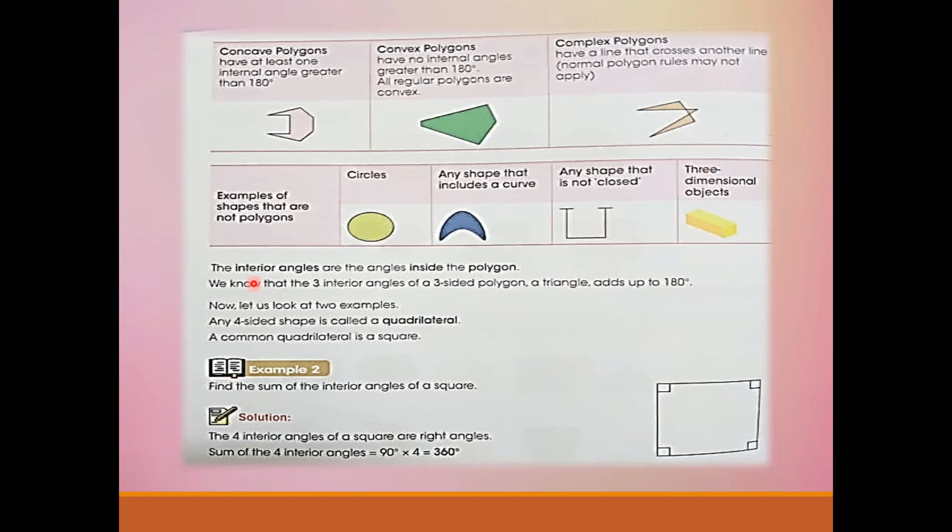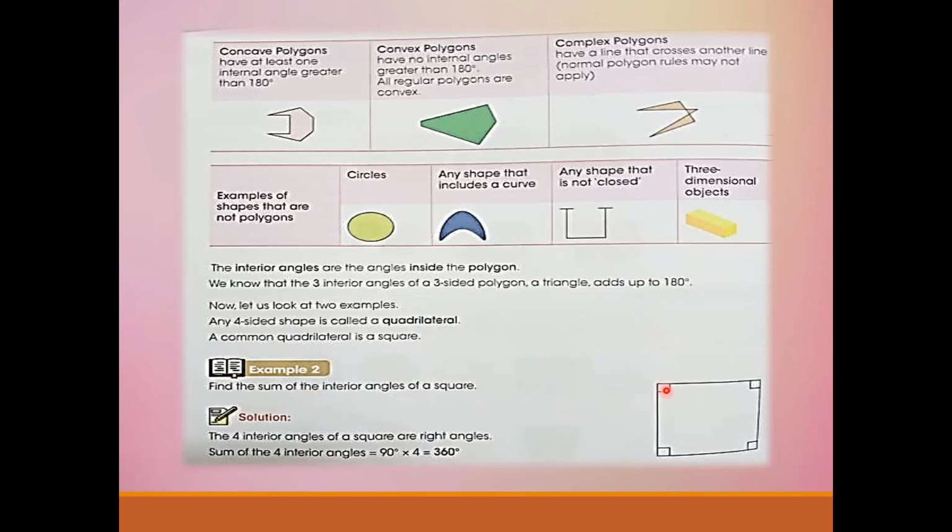Alright, so the interior angles are the angles inside the polygon, so that would be here. Okay, now let's look at these 2 examples. Any 4-sided shape is called a quadrilateral. A common quadrilateral is a square. So let's see. Find the sum of the interior angles of a square.